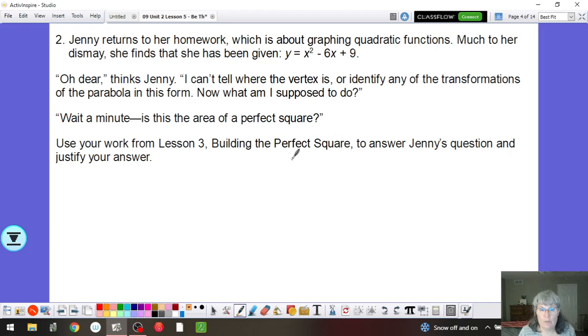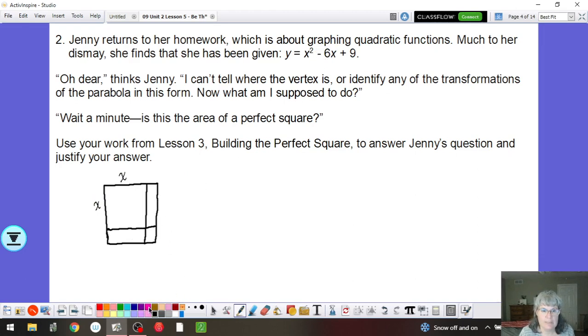So if we use our work from lesson 3, building the perfect square, to answer Jenny's question, we can justify our answer as well. We learned in lesson 3 that if we have an x squared, we just need a single block. And we can split it up into its 4 sections, and we know we're going to have x by x. The minus 6 needs to be divided evenly between these two rectangles.